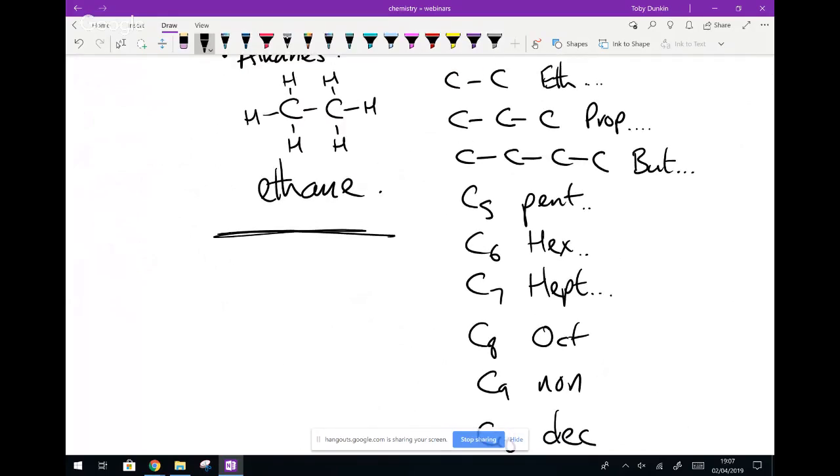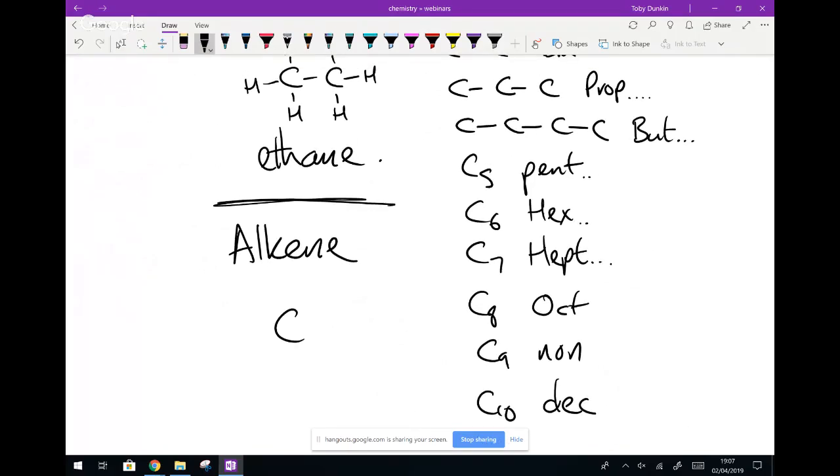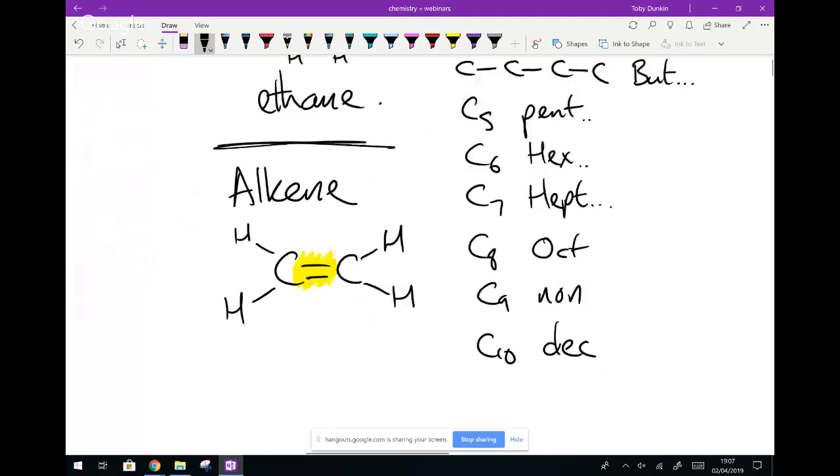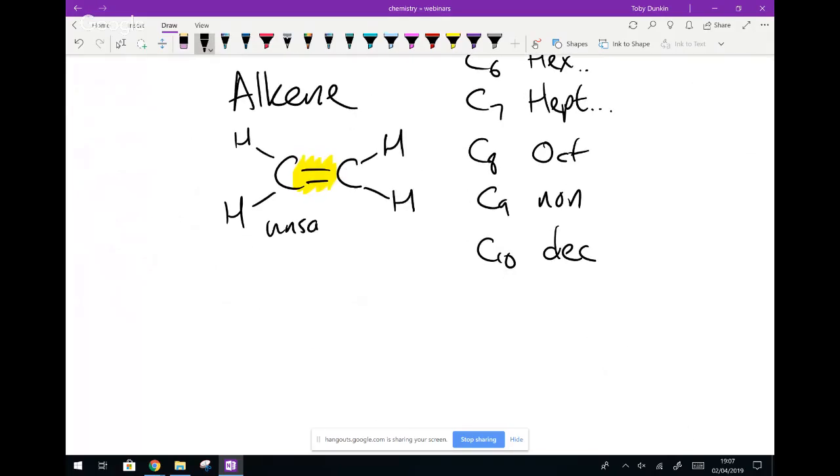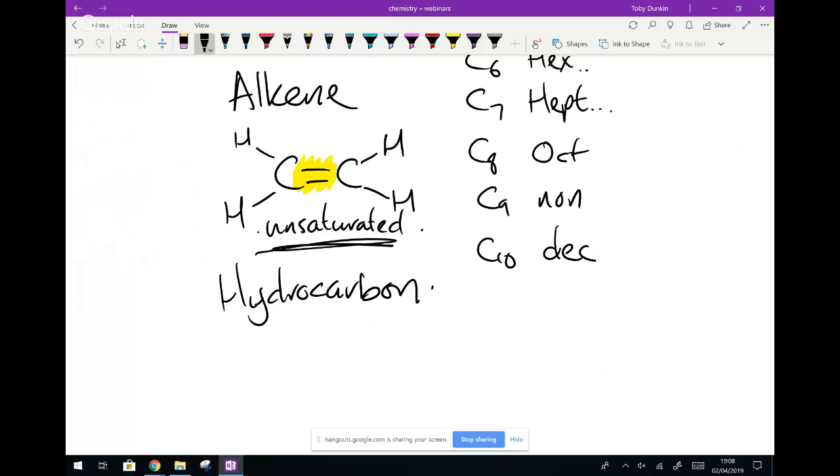So the second family, which is the alkene family. And again, my go-to guy containing two carbons. Now notice that the structure changes and all of a sudden I pick up a carbon-carbon double bond. This is the definition for unsaturated. Here's one of our key terms that's appearing now. This is an unsaturated hydrocarbon. And the definition for unsaturated is contains carbon-carbon double bonds.